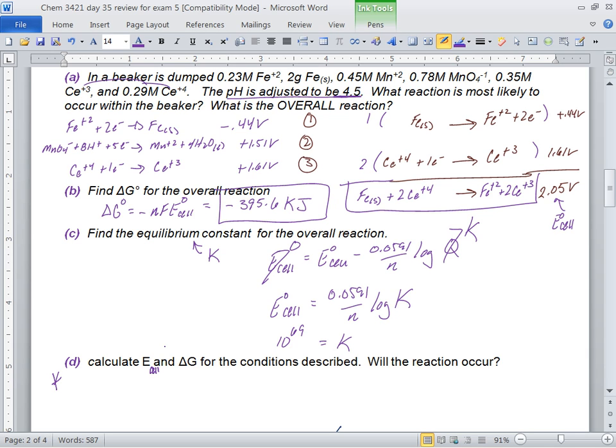So when you do D, what's the game plan for D? Use whose equation? Use what equation? Yeah, use the one we wrote up here. Just plug everything in and solve for E cell. And then they want delta G. Same expression as in B. Just get rid of the superscript zeros because you're not at standard conditions.